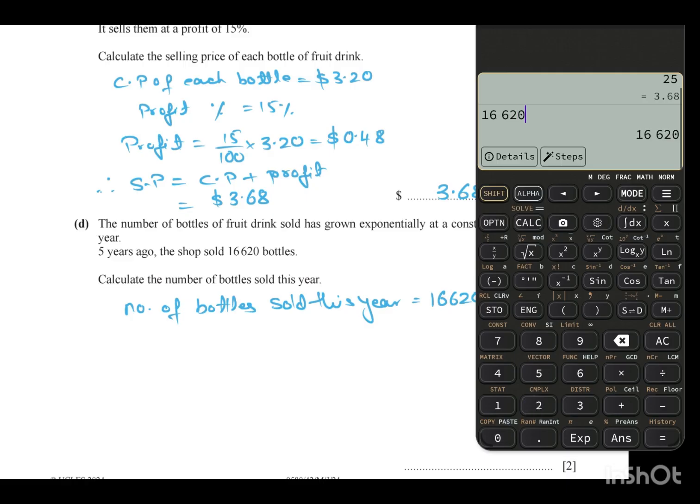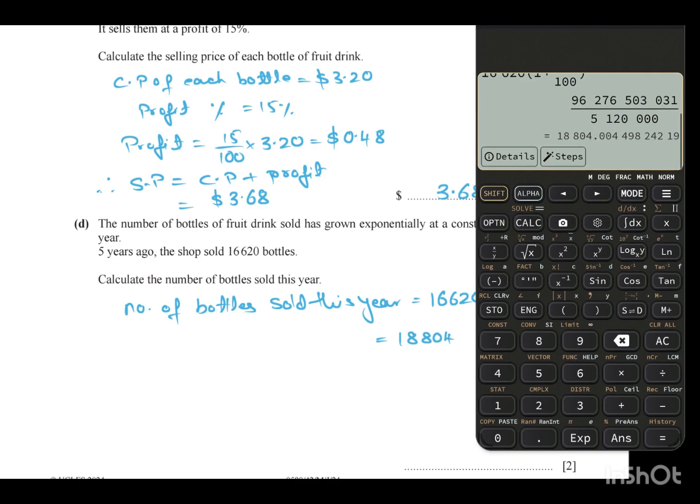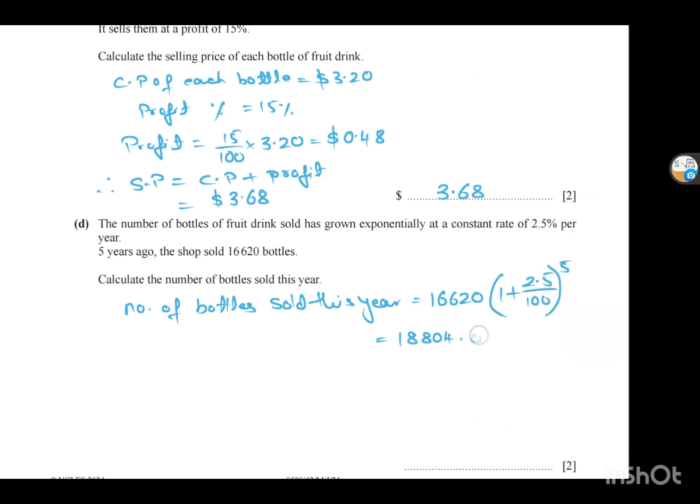16,620 multiplied by 1 plus 2.5 by 100, close the bracket, raised to 5. 18,804 bottles. There is a decimal here, 0.004, but we cannot take it, no need of taking that. So the answer will be 18,804 bottles. Question number D is done.